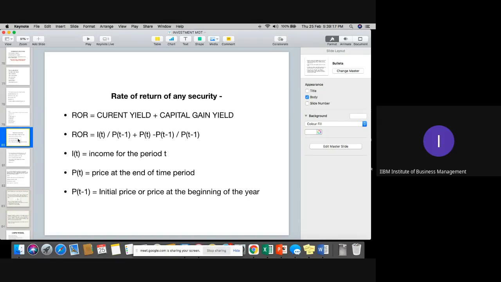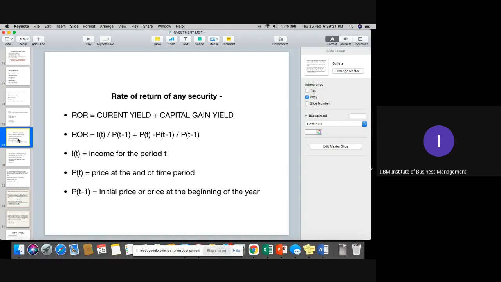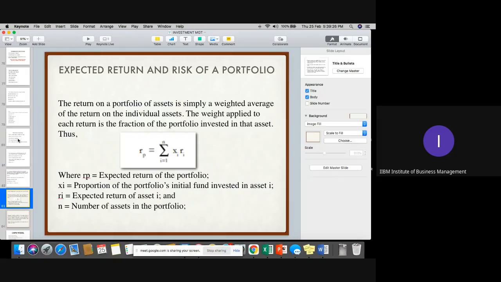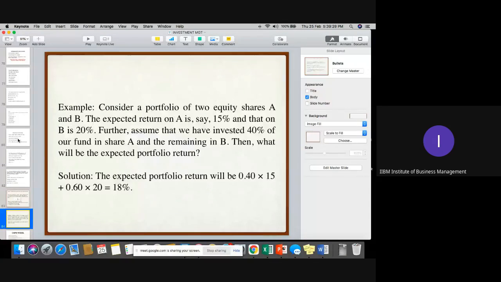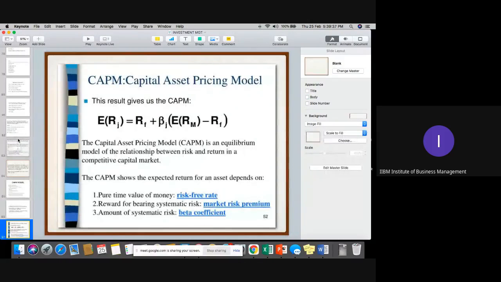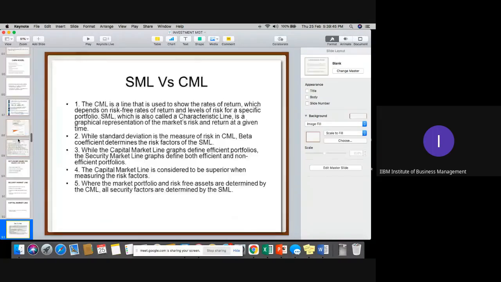Now, I think this is not part of your course, ROR, return on equity. Shall I teach you or not? No. This we have covered. Now we'll discuss the CAPM model, which is a very important part, and its numerical. We also covered in the last class what the CAPM model and its formula are.